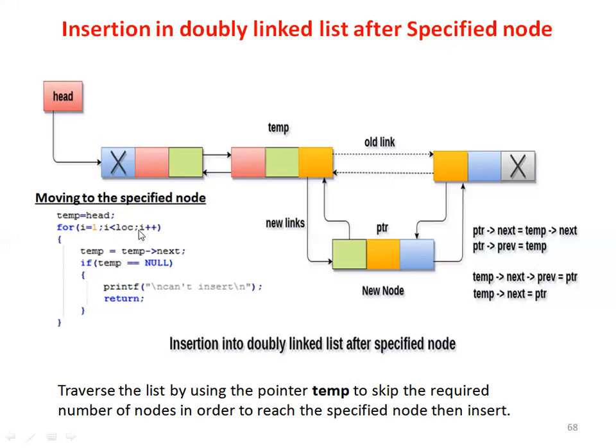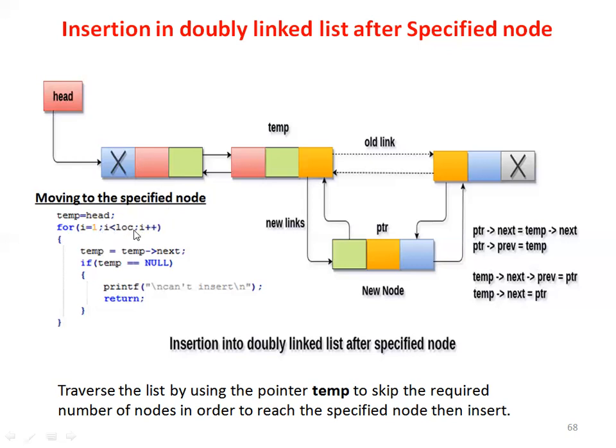So till this condition is satisfied, that means we are starting the value of I from 1, and till the value of I is less than LOC, we have to move the pointer to point to the next node. You can see that is done by using temp equals temp arrow next. So initially temp is pointing to the first node. Now we are checking whether this is the specified node after which we want to insert. No, it is not. So if it is not, means what?